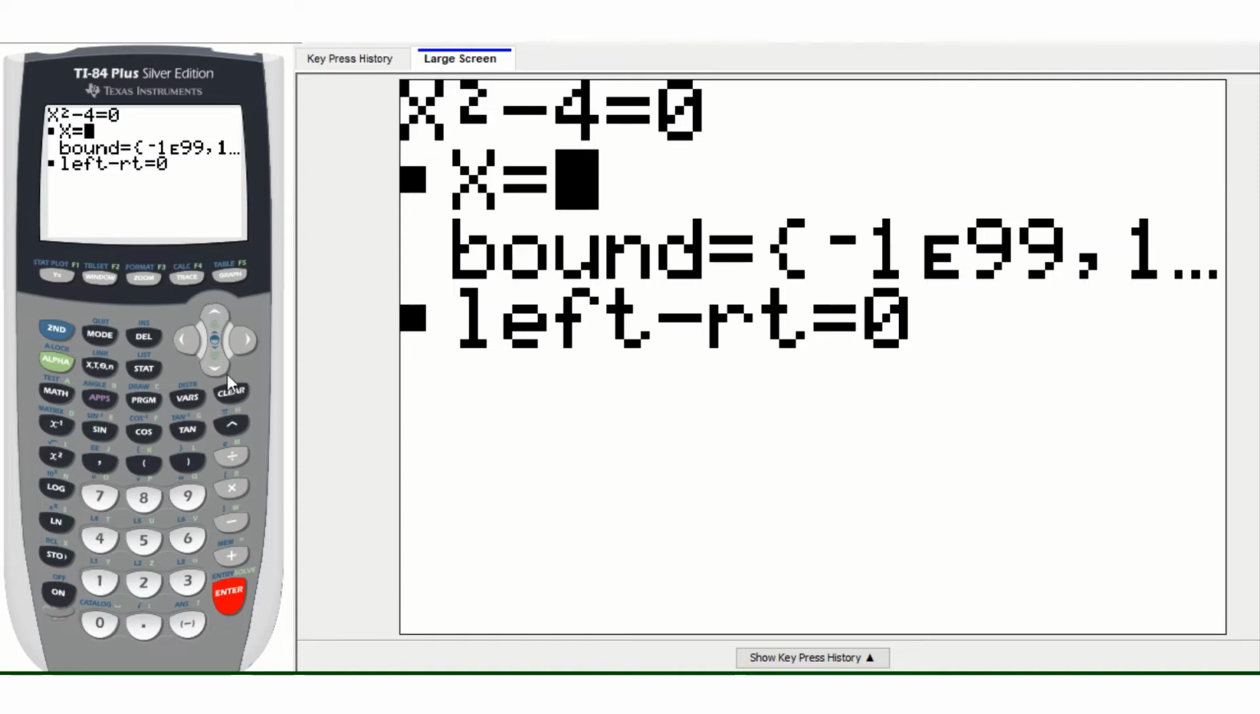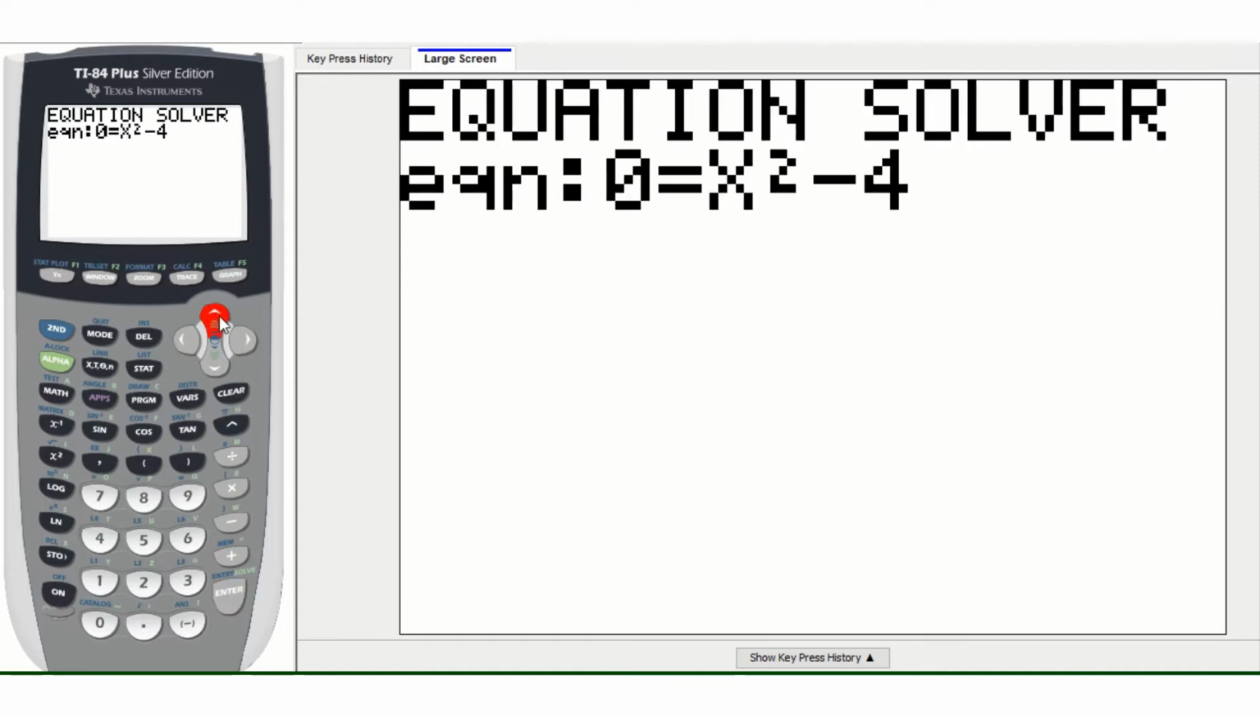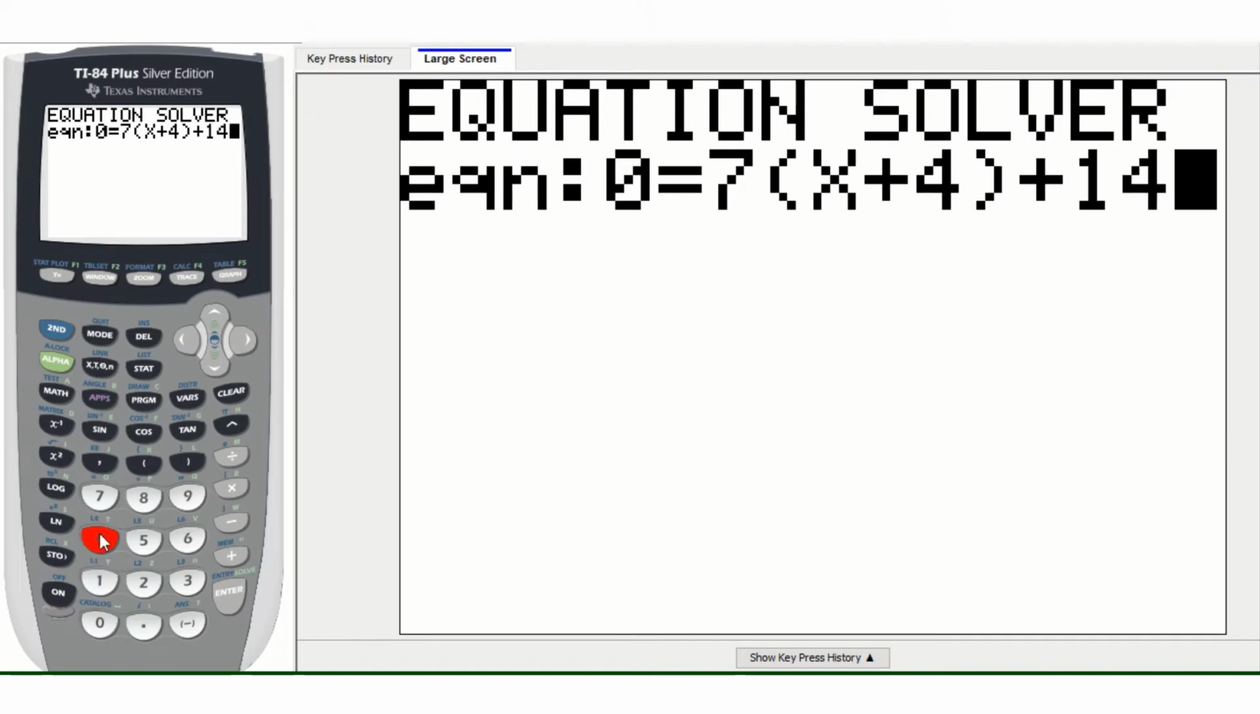So if I wanted to enter in my own, I would clear out whatever happened to be there before. So I'm just going to hit clear. For this model, it is sort of stuck on 0 equals, so I do need to get the equation equal to 0. So just subtract things off one side. But if I was going to enter in that equation, so 7 parentheses x plus 4, plus 14, and then I subtracted that 18x to the other side, so now it's over here, minus 18x.